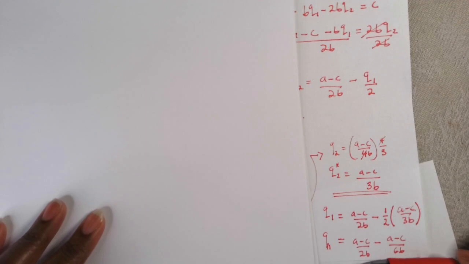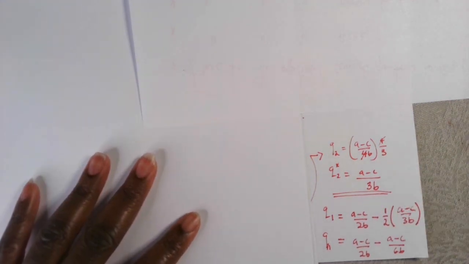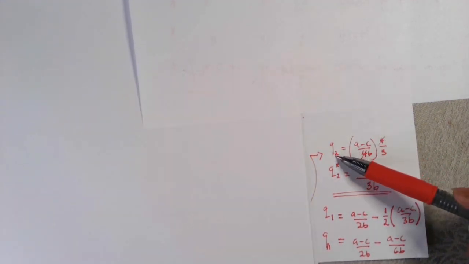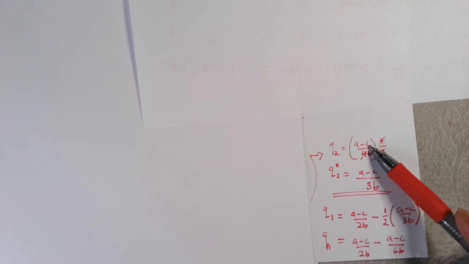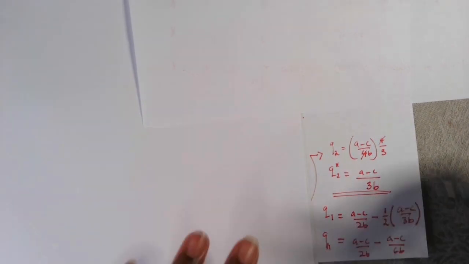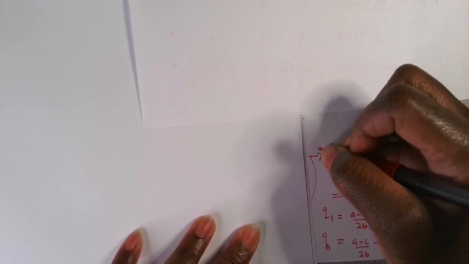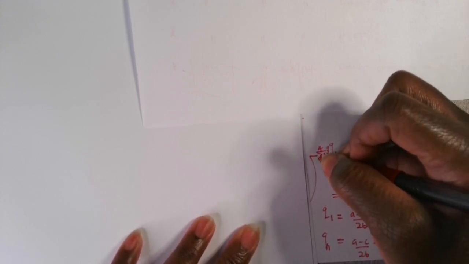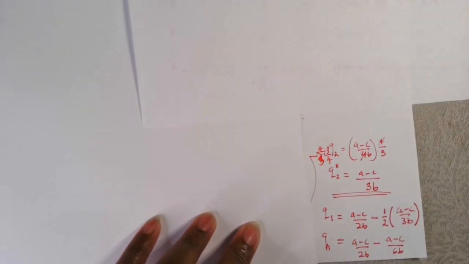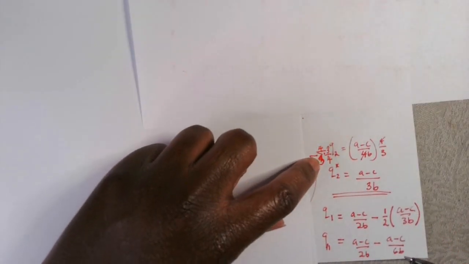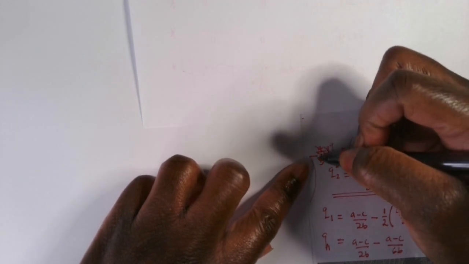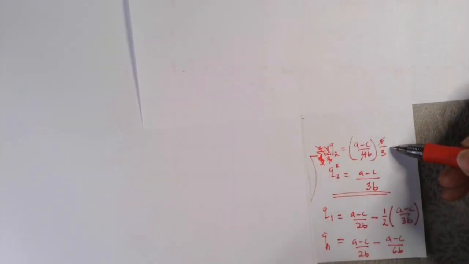Focusing on just this last bit, I have that q2 equals a minus c over 4b. Now, remember this was 3 over 4, right? So what I did was multiply that 3 over 4 by 4 over 3. That way they can all cancel out, and do the same across the equal sign.